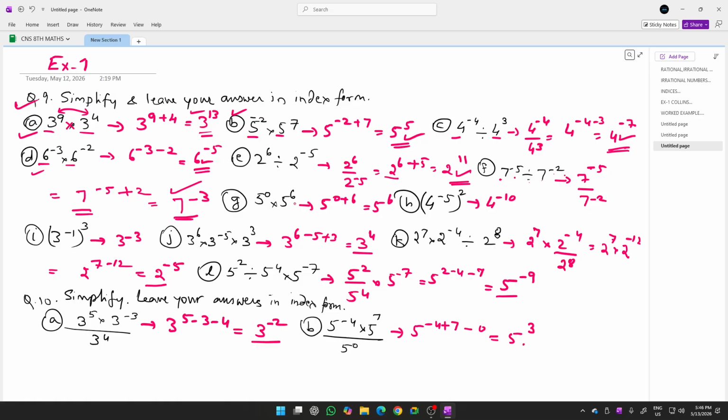G is 5 raised to 0 into 5 raised to 6. Now this is a product. The bases are both the same, so just add the index. 0 plus 6 is 6. So it will be 5 raised to 6. That's the answer. Here it is 4 raised to minus 5 whole raised to 2.